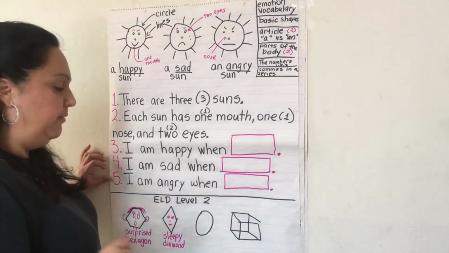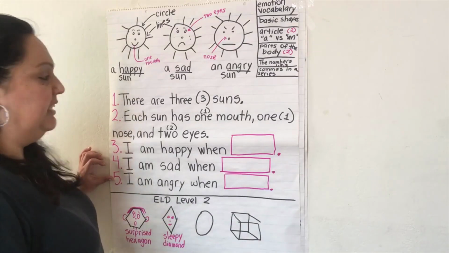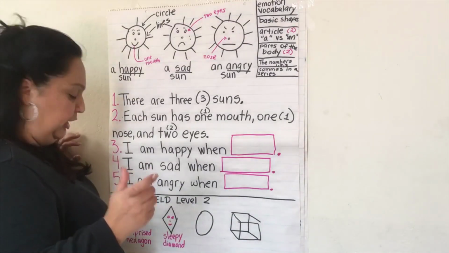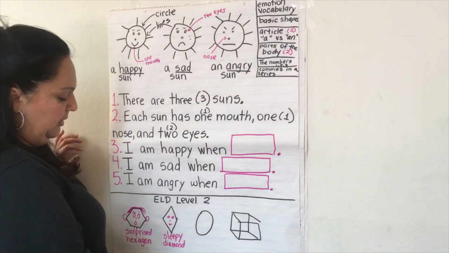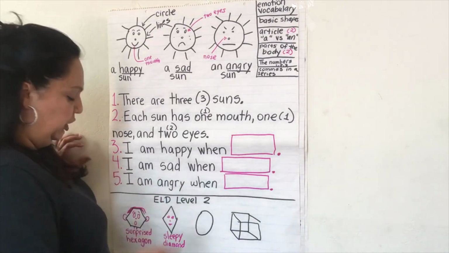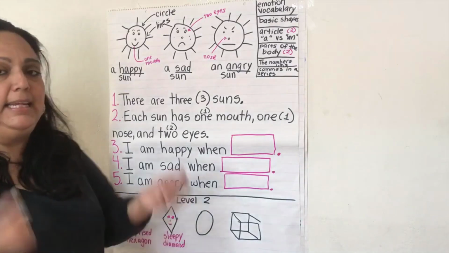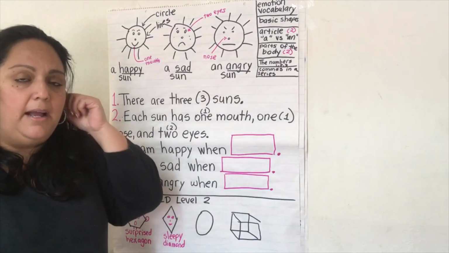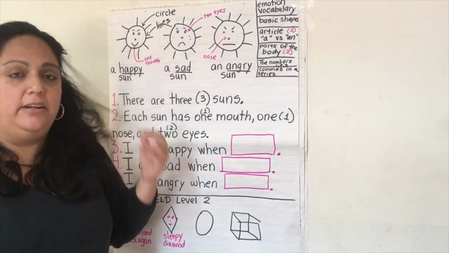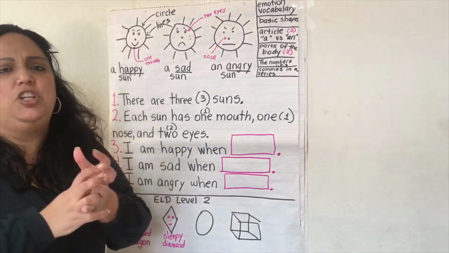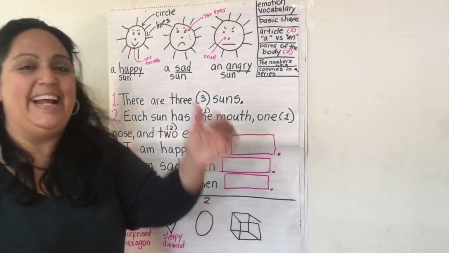If you have a couple of level 2s, I have some extension activities could be more complex shapes. So here I did a hexagon, and then some more complex emotions like a surprise hexagon, a sleepy diamond, and of course you could add things like eyebrows, ears, hair, eyelashes, cheeks. There's all kinds of things you could add. Okay, that's it. Thank you.